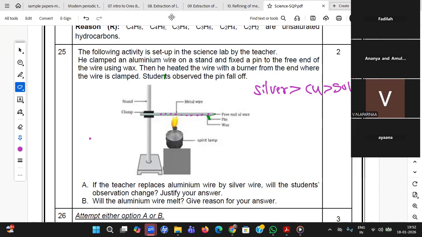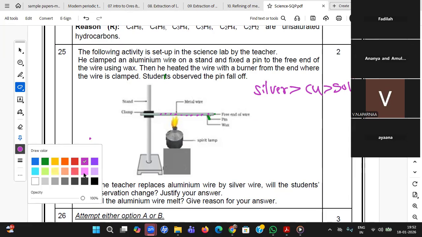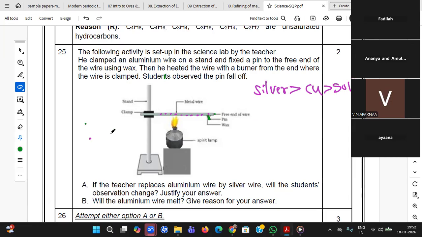Silver has higher thermal conductivity than aluminum. Right answer, right justification. The pin will take less time to fall. Very good. Understood, Tanish? Yes, sir. I went with the reactivity series, so I made this mistake. The reactivity series is for displacement reactions. But here he is just asking about aluminium and silver, so you should just see the physical properties here. Okay.